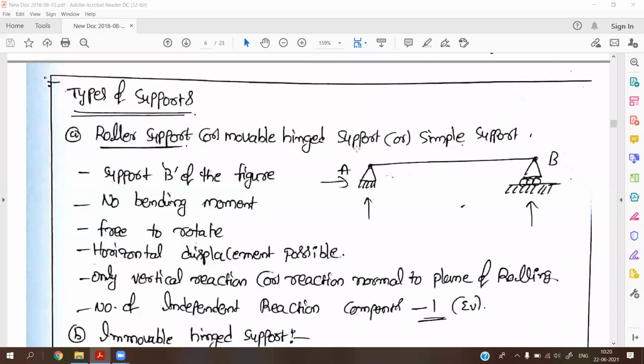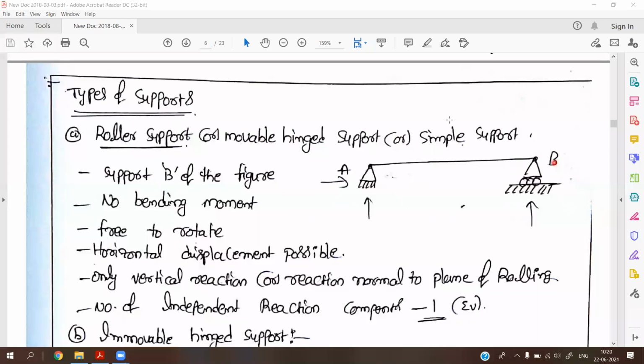So in these reactions, first we consider the roller support. This support B is called a roller support because here some rollers are available. So with this roller, the span AB can move in this way or in this way. Therefore this type of support is known as a roller support.